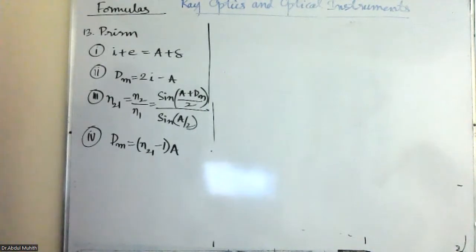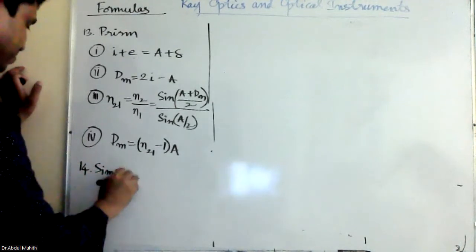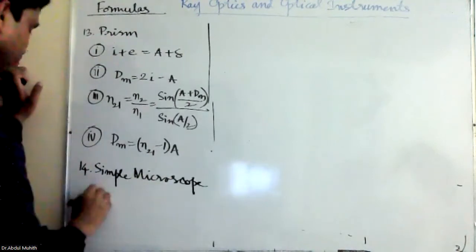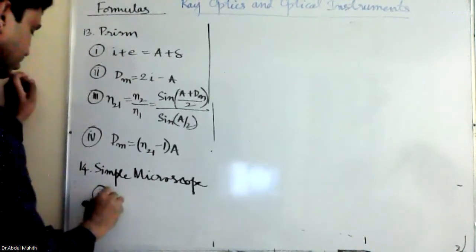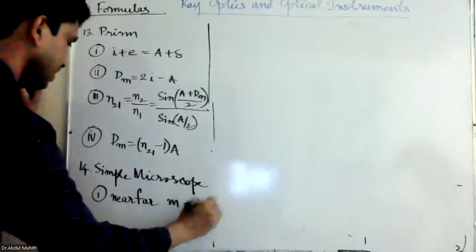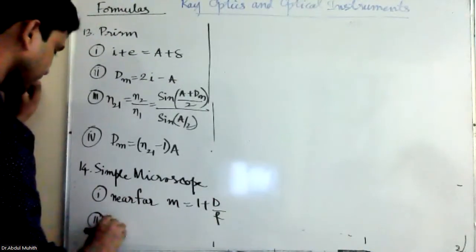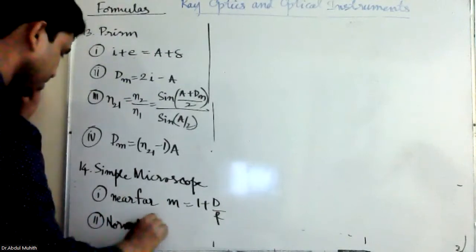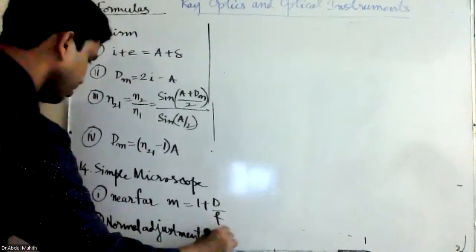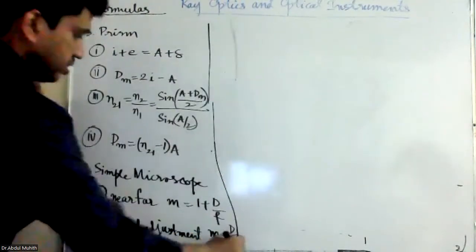So here, simple microscope. For a simple microscope, when the image is at the near point, the formula is m equal to 1 plus d by f. And for normal adjustment, m is equal to d by f.